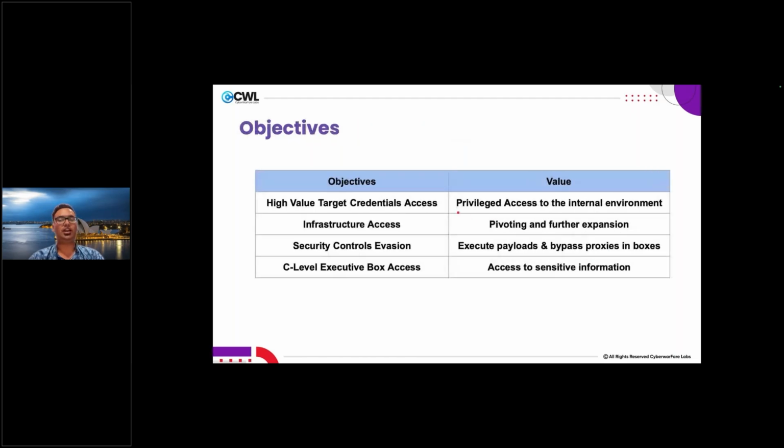Then the objective, which is very important. In the objective, they try to see the high value target credential access. For example, if the objective is to obtain high value target credential access, right? So what is the value? They will get privilege access to the internal environment, right? And you need to understand this, and this is very important.